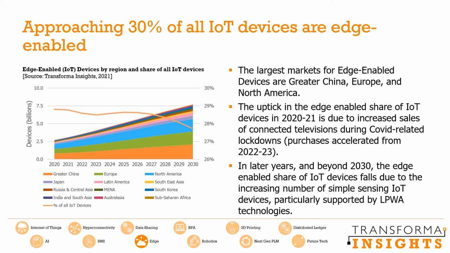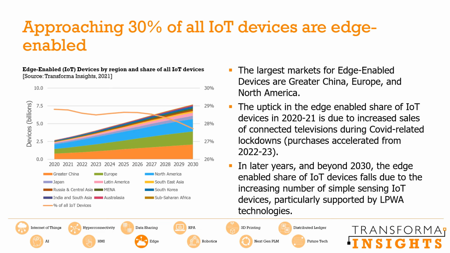Focusing first on the IoT side, so that larger of the two categories on the previous slide, around about 30% of all IoT devices will be edge enabled, and by that we mean have some significant onboard computing power. The largest markets for edge-enabled devices are Greater China, Europe, and North America.